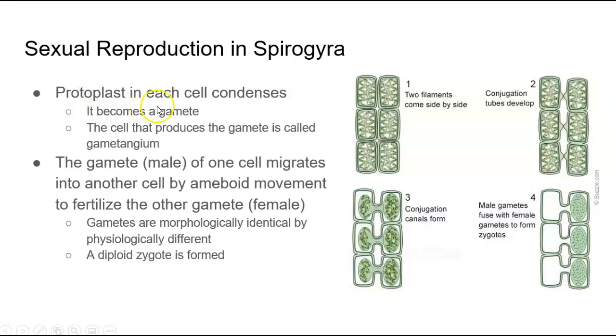The protoplast in each cell is going to condense. This is pretty much the content of the cell, and it is going to become a gamete. So the gamete of one cell is going to migrate into another cell. The male gamete, which is in this case on the left side, is going to migrate through the canal into the female gamete and fertilize this egg. We can see the movement happening here. This is called amoeboid movement, and it's going to come over here into the female gametes, or the eggs, and fertilize the egg.